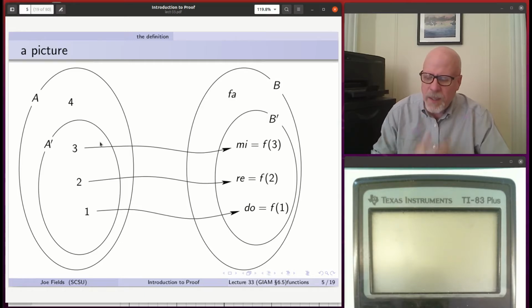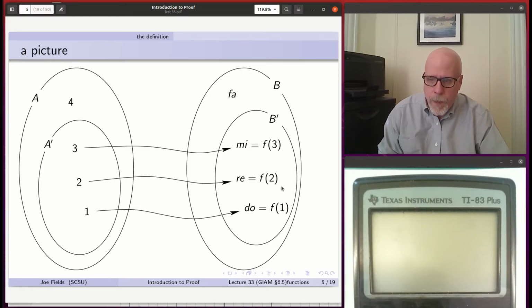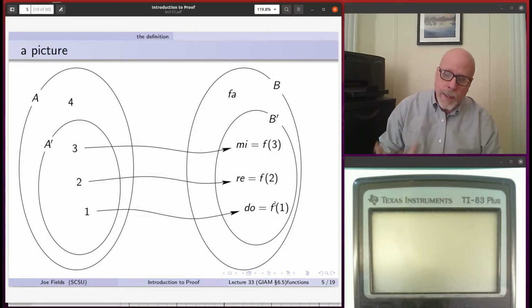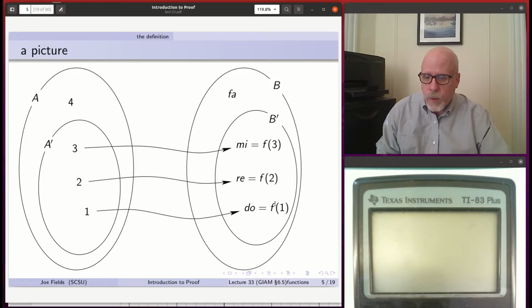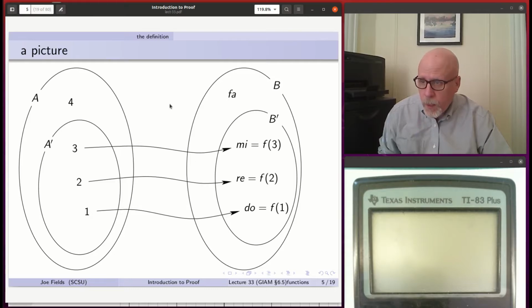In fact, I don't know why I backed up, because you can see the relation right here in front of us. 1 is going to do, 2 is going to re, 3 is going to mi. This is the Euler notation for those things in the set. I mean, as a relation, we would just say the pair is (1, do). As a function, and using the Euler notation, we would say that do is equal to f of 1. Anyway, I hope you get the 4 sets.